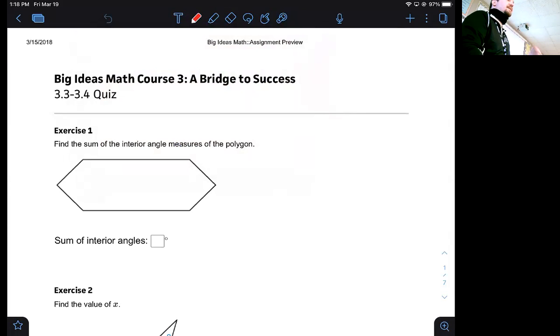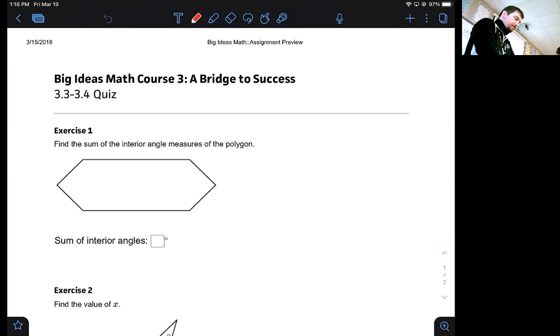It is not on Big Ideas. The only way that you can get the points for this is by turning in the paper copy or sending me an email of the paper copy. Make sure you have your name on it. Claire? How many questions? 10. So our answer for this has to be in degrees. That's correct. Yes.